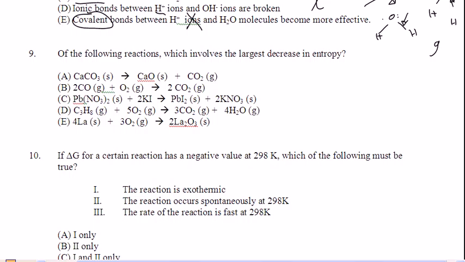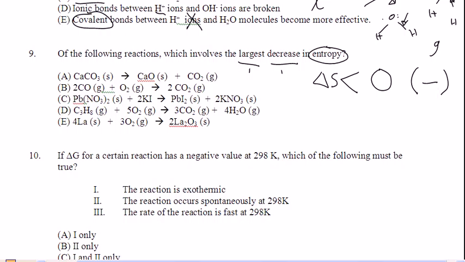Problem 9 says, of the following reactions, which involves the largest decrease in entropy? Entropy is delta S. Largest decrease tells us we want the one that is the most less than 0, or the most negative. Let's go through each one of these.